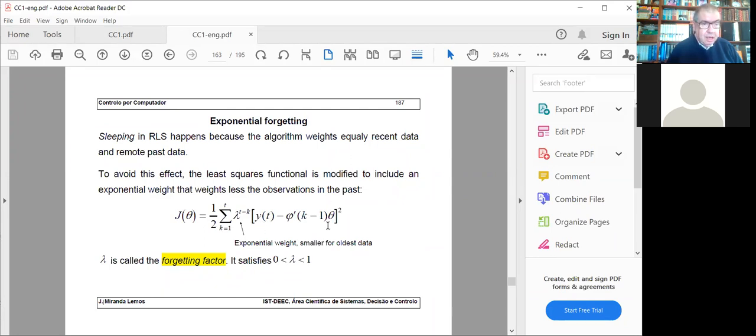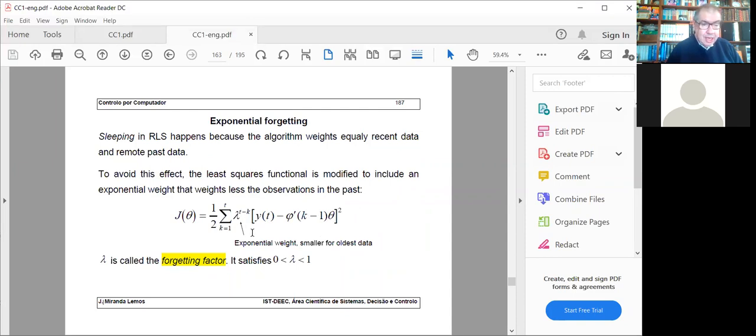So remember that the least squares functional is a sum of squares of deviations between the model, phi transpose theta, and the output y. Okay? And you have a collection of these deviations along the history of the system. And if you give the same weight to all of these deviations, you get standard least squares.